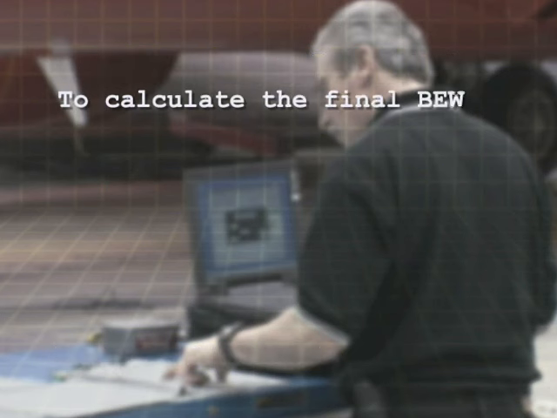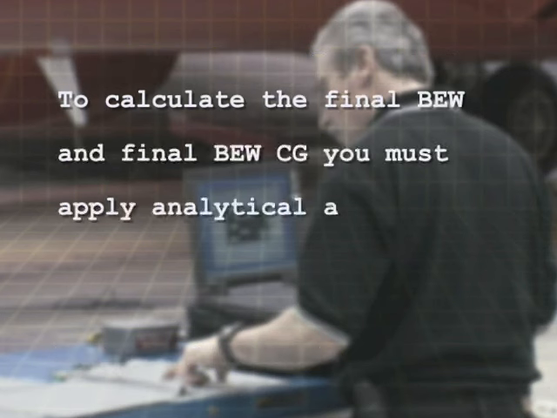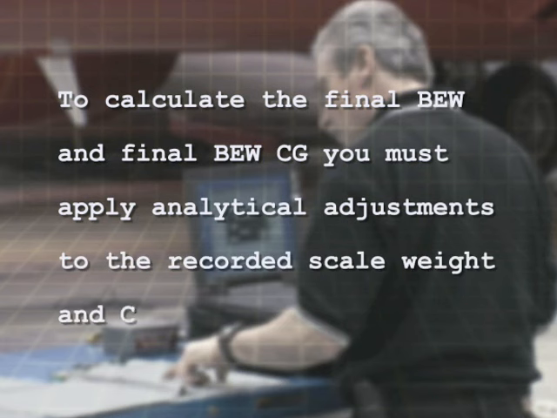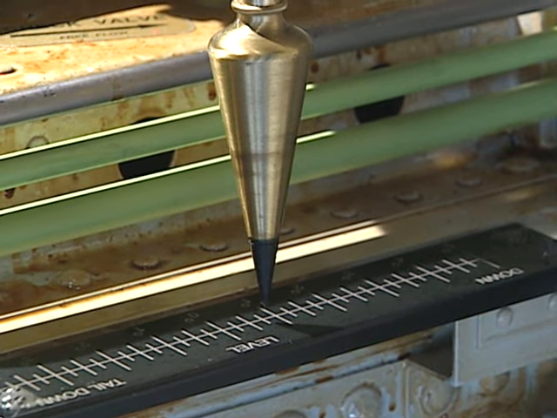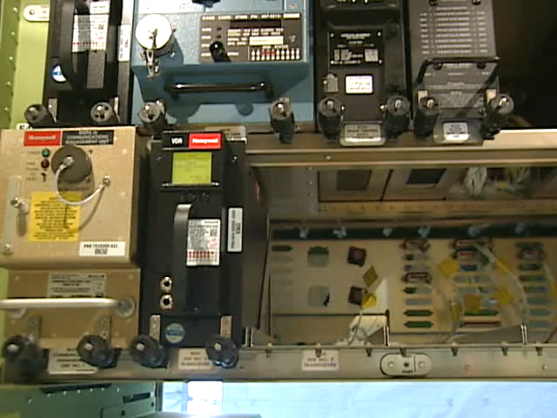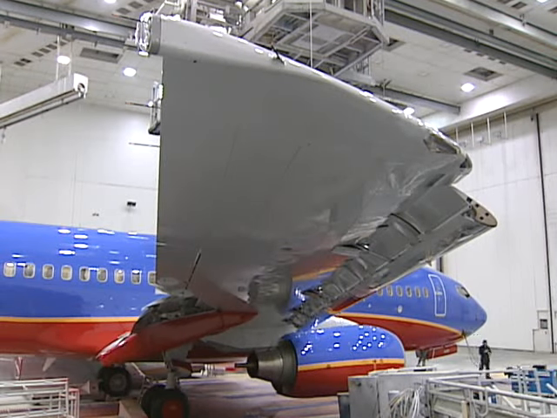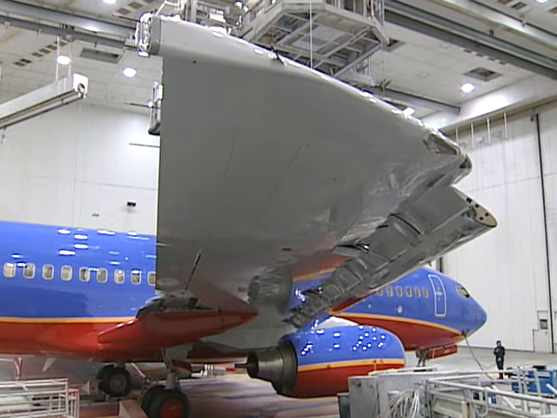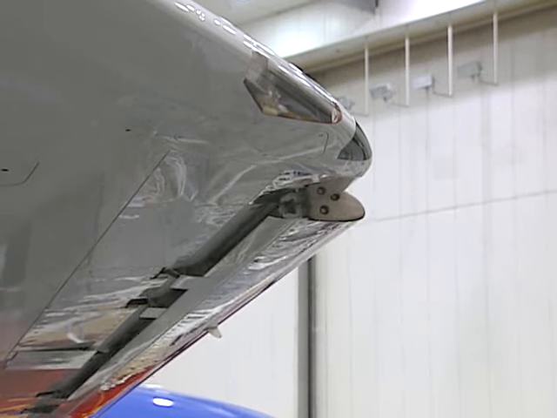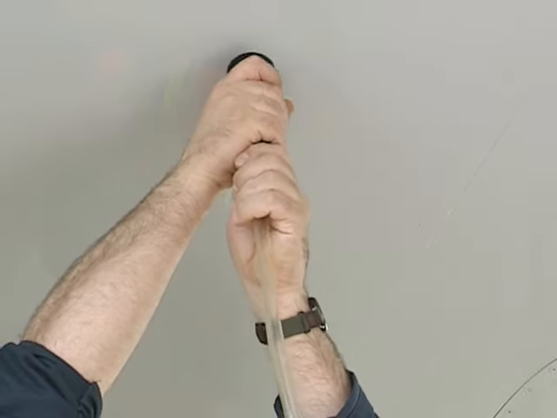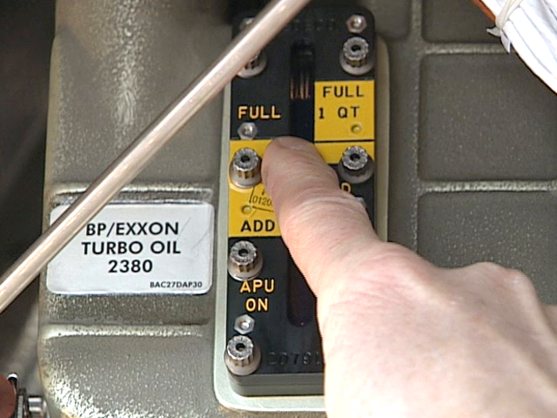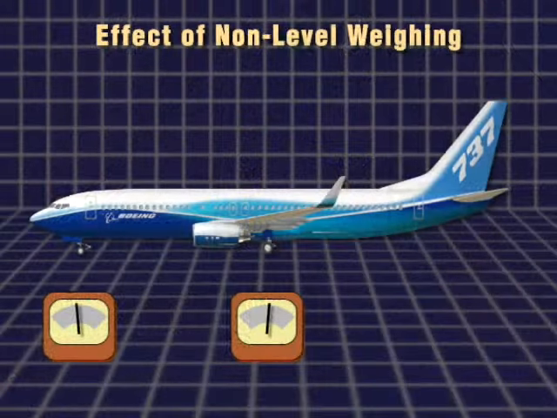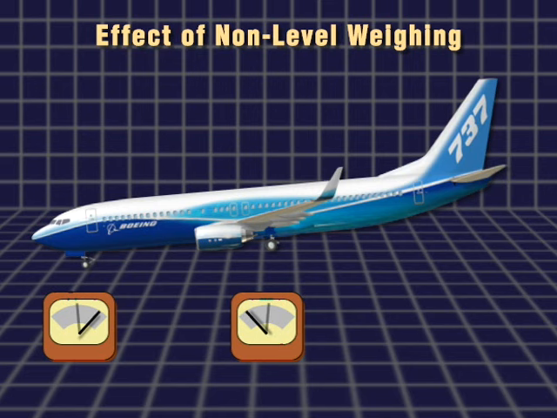To calculate the final BEW and BEW-CG, you will need to apply analytical adjustments to the recorded scale weight and CG to account for the effects of removing items that were on the airplane during the weighing but are not included in the BEW, adding items that were not on the airplane during the weighing but are included in the BEW, full extension or retraction of the flaps and slats to their BEW-defined positions if these positions are different from what was weighed, adding drainable fuel that is to be included in the BEW, adding any system fluids that were not at their full dispatch-ready levels during the weighing, and non-level weighing if the airplane could not be leveled to a zero-pitch attitude.